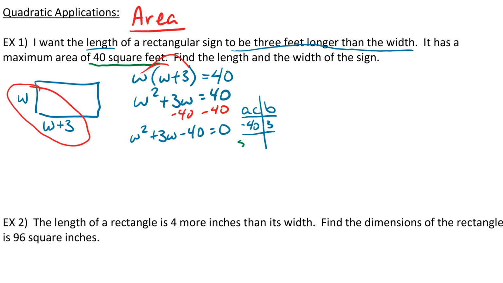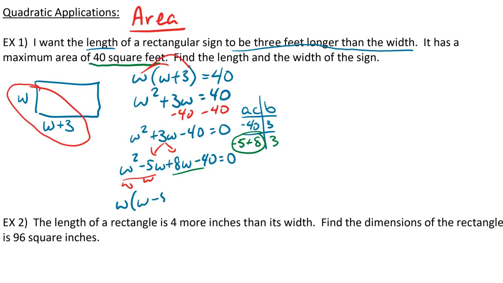So in this case, it's going to end up being negative 5 and positive 8. That's going to get us our 3. So we can go ahead and split B into those two factors. So we have W squared minus 5W plus 8W minus 40 equals 0. We can do our grouping. So from the first group, we can take out a W. So it's going to be W times W minus 5.